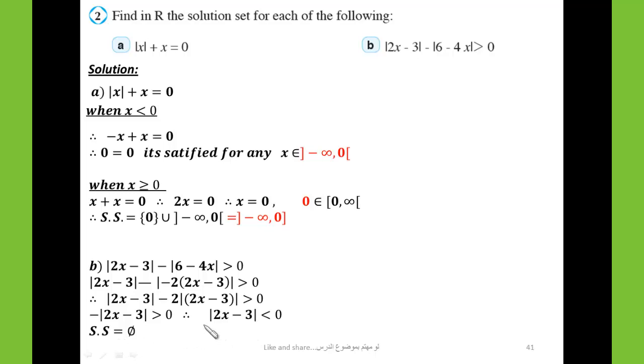Because the value of any absolute is always positive. There are no values of x that make the absolute negative. So when the absolute is less than 0, meaning negative, it means the solution set equals phi, because it is impossible for the absolute to be negative.